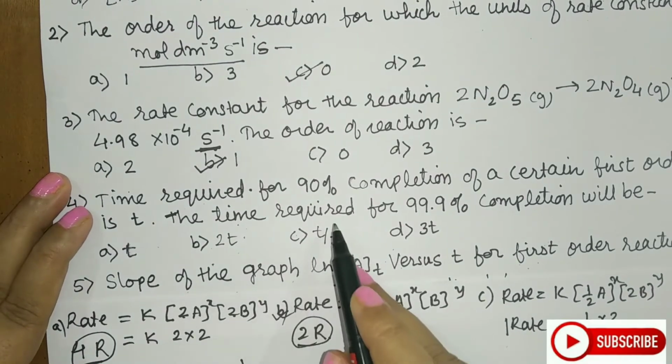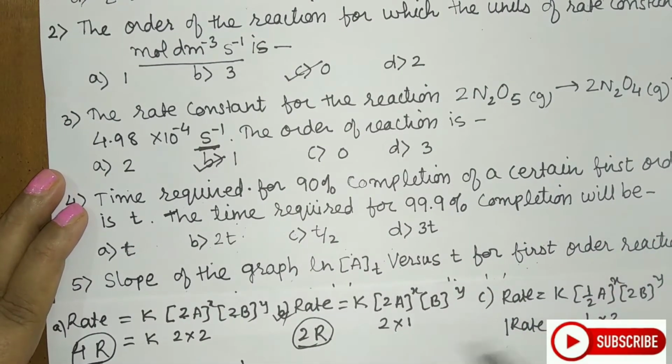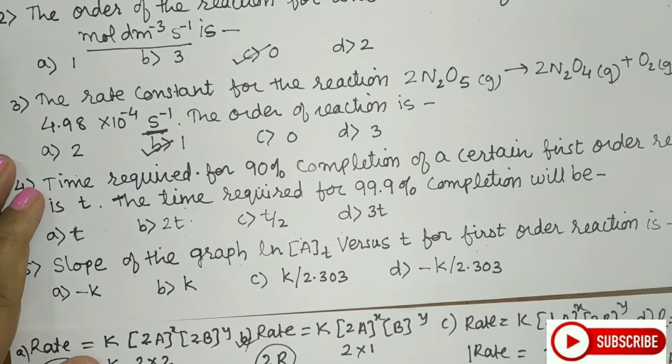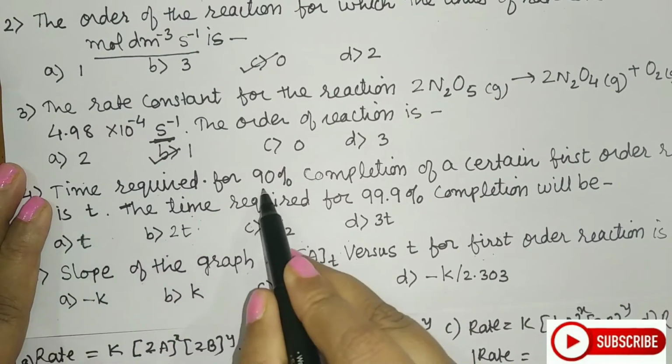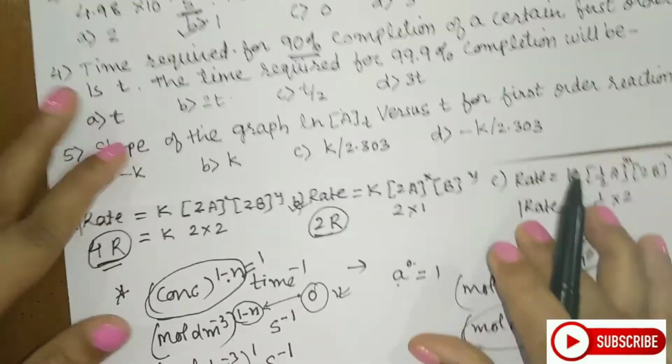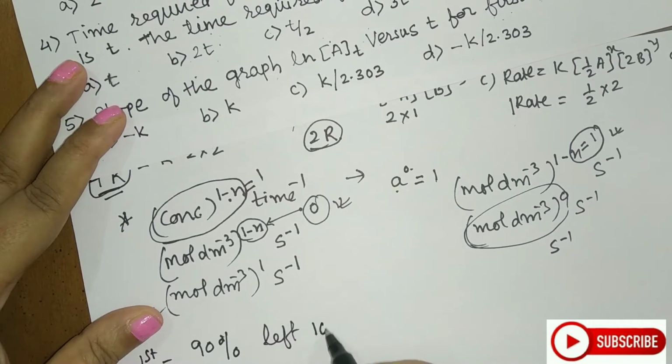Time required for 90% completion of a certain first order reaction. Whenever this type of question is given, you have to always check how much is left. If you see the first condition, which is 90%, let us consider the first condition where 90% of the reaction is completed. Means how much is left, student? Left is 10.